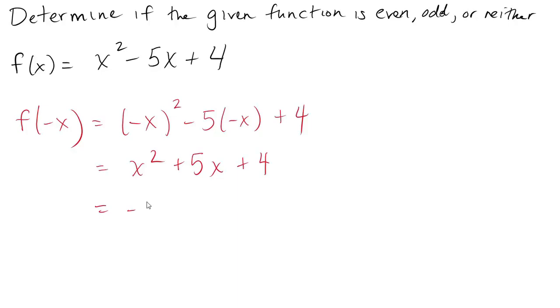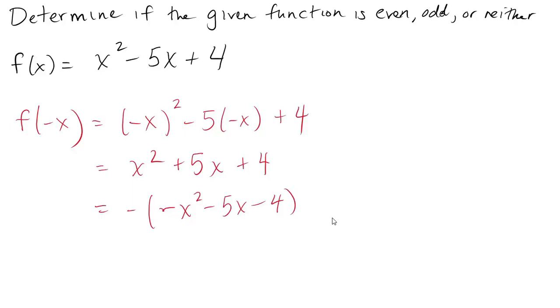And if I factor a negative 1 out of this, I get the negation of x squared minus 5x minus 4, and that expression inside the parentheses isn't the original function. I don't get exactly what I started with. I don't get the opposite of what I started with.